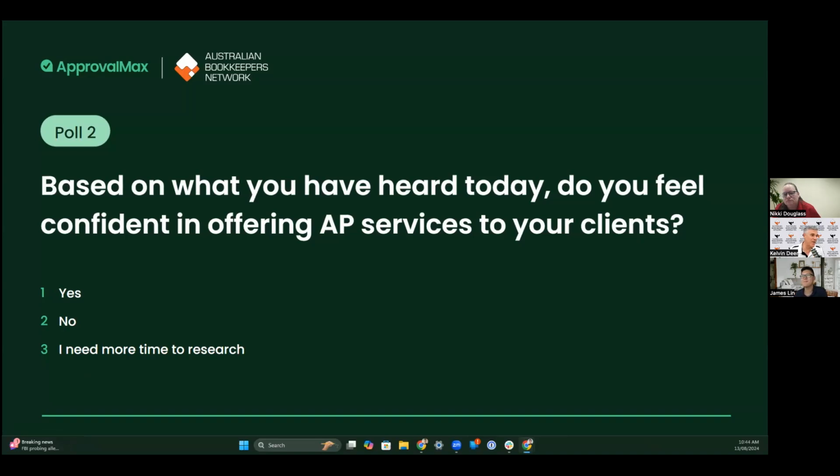Where does accounts payable fit into your business model? Are you an established business at the moment? Are you considering accounts payable as a service? Do you want to consider other things, or are you not looking to develop anything right now? So if you could just tap something in there for us, that'd be fantastic.